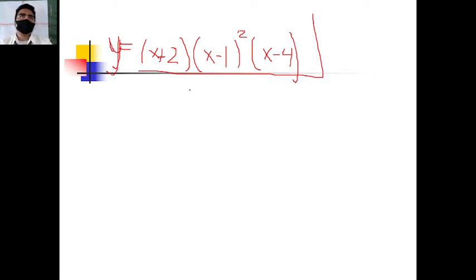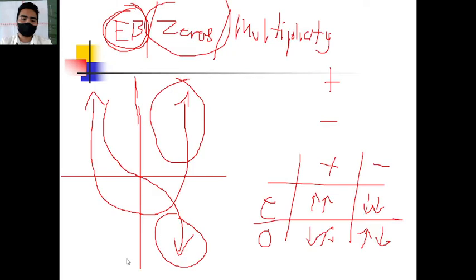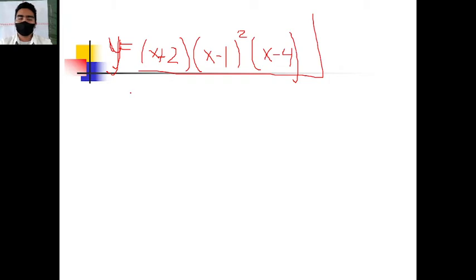Now, first things first, as I mentioned, you have EB, zeros, and multiplicity. For the EB, look for the end behaviors. How are you going to know if it's upwards or downwards? In the first place, in order for you to know if the end behavior is facing upwards or downwards, first of all, you should know what the highest degree of that function is. A while ago, we talked about this one.